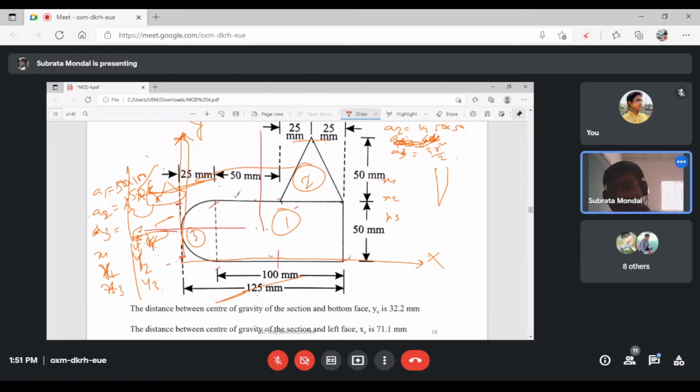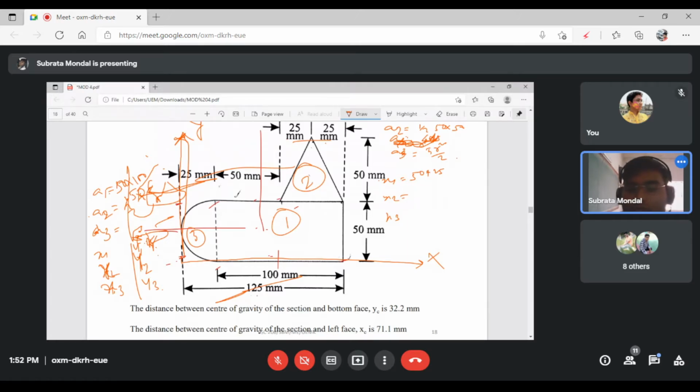X1 will be what? See, for figure 1, just look here. This is 100 by 2, that is 50, plus this 25. Why? Just because we are considering from this end, and it has a support.